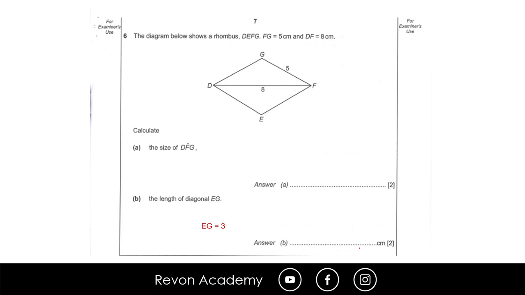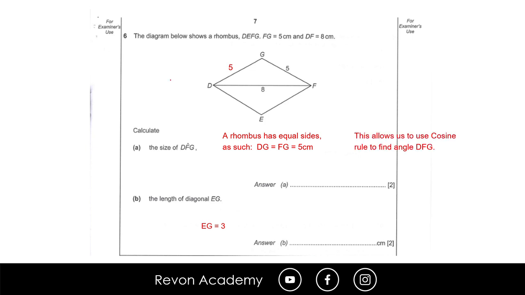Okay, so what we will do is we'll do just question 6 part A, and then we will do part B on the next video. The question says, the diagram below shows a rhombus DEFG with FG being equal to 5 centimeters and DF being equal to 8 centimeters. So DF is 8, and then FG, that's 5. What we should know about a rhombus is that it has equal sides, meaning that DG should be equal to FG. So you'll get a 5 there by DG.